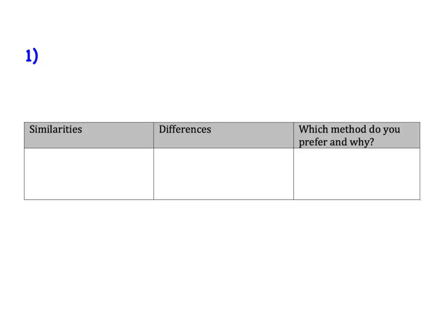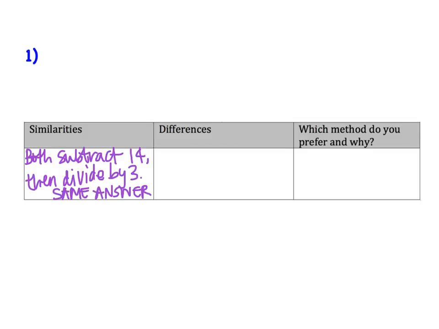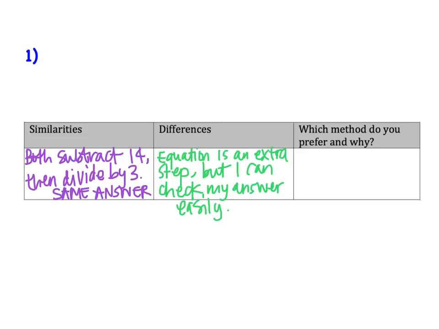So let's record those similarities and differences in these boxes. For similarities, I could write that they both subtract 14 as the first step, and then divide by 3 as the next step. And as another similarity, they both have the same answer, which is good. For differences, I could write, for example, the equation method has an extra step, writing the equation, but we can also use the equation to check our answer easily.